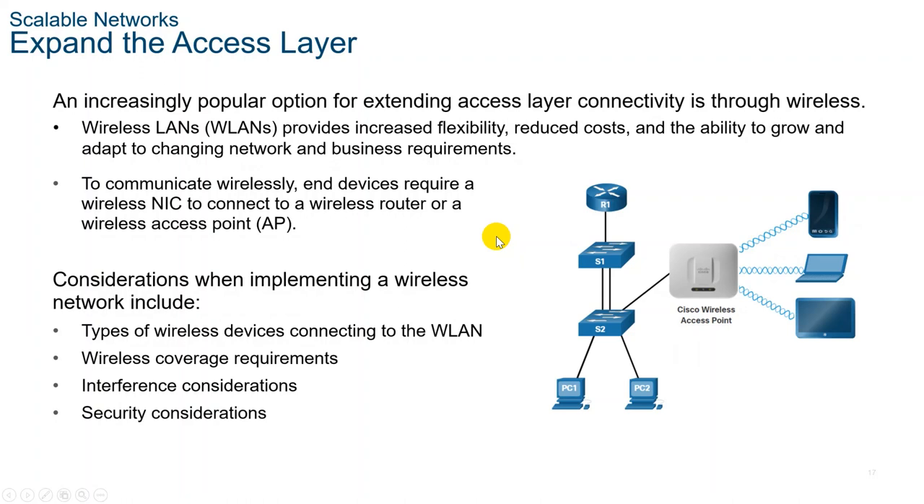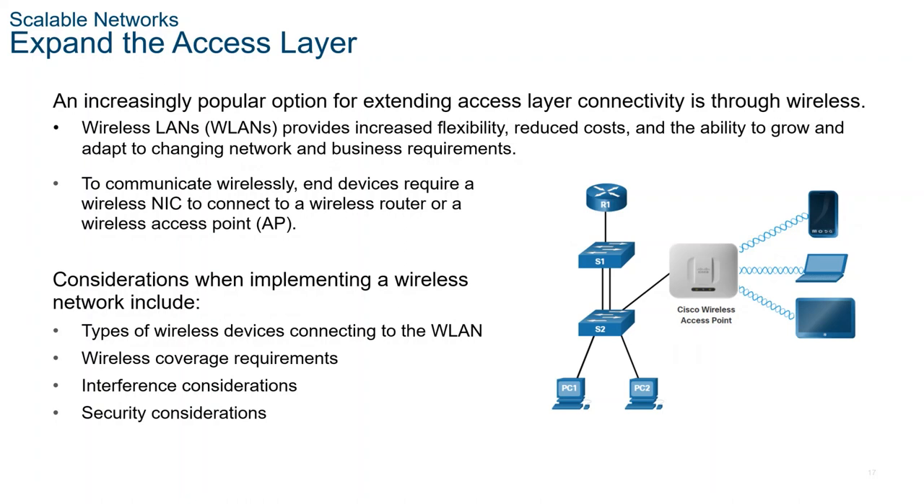Alright, so next is expand the access layer. The network must be designed to be able to expand network access to individuals and devices as needed. An increasingly important option for extending access layer connectivity is through wireless. Providing wireless connectivity offers many advantages such as increased flexibility, reduced costs, and the ability to grow and adapt to changing network and business requirements.